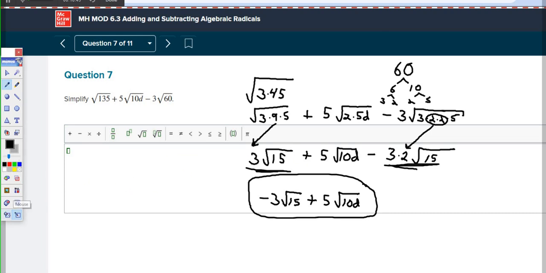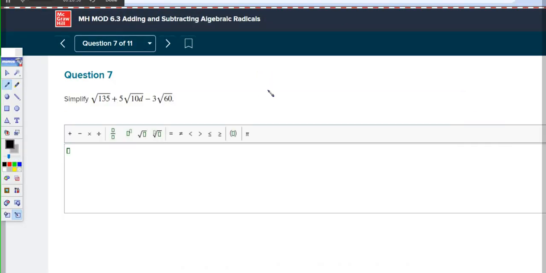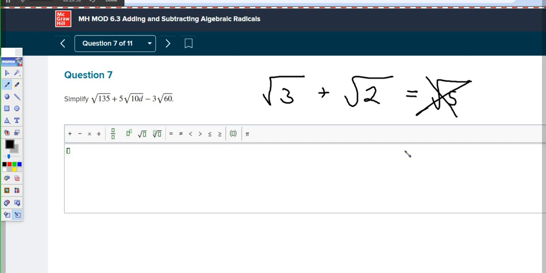Okay, I think that's pretty good for looking at adding and subtracting. One thing that I really want to impress upon you is that if you've got a square root of 3 plus a square root of 2, you cannot add those. You cannot say the square root of 3 plus 2 is the square root of 5. No, you cannot do that. That is bad math. You have to have the same radicand, the same number underneath that radical.